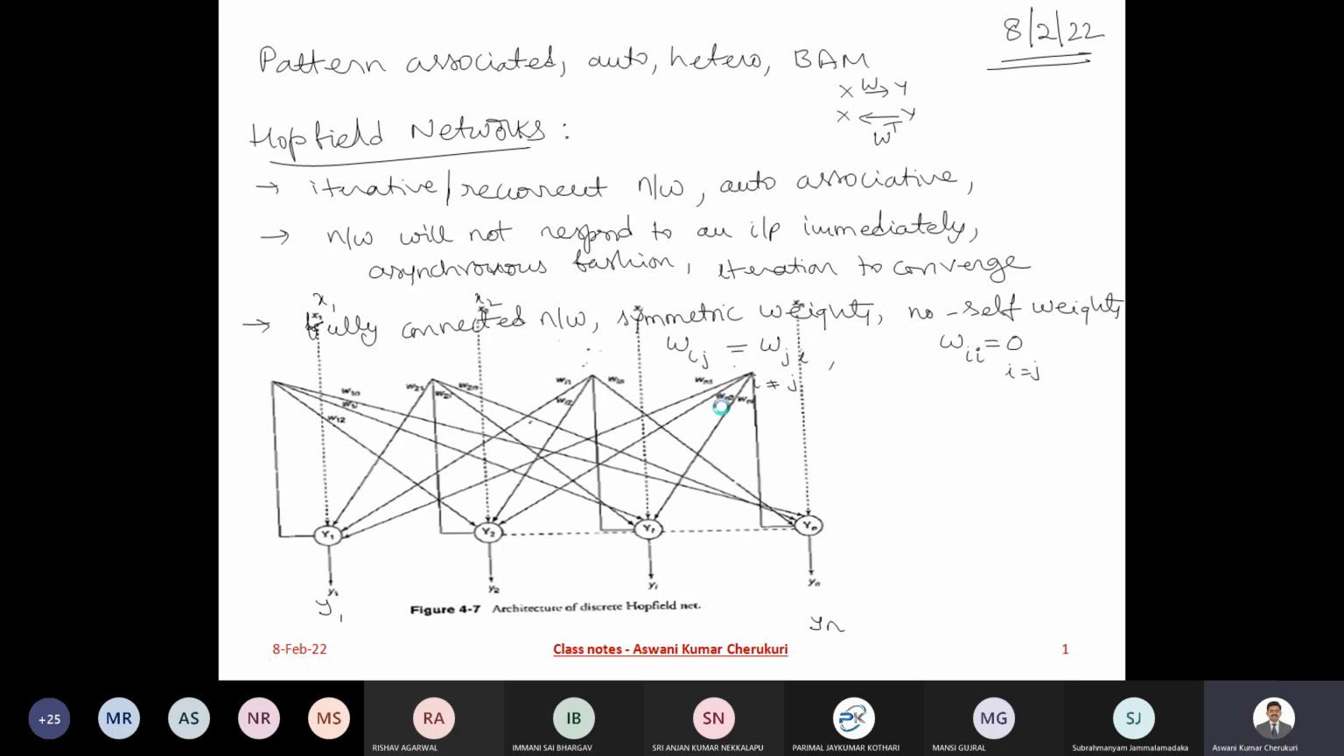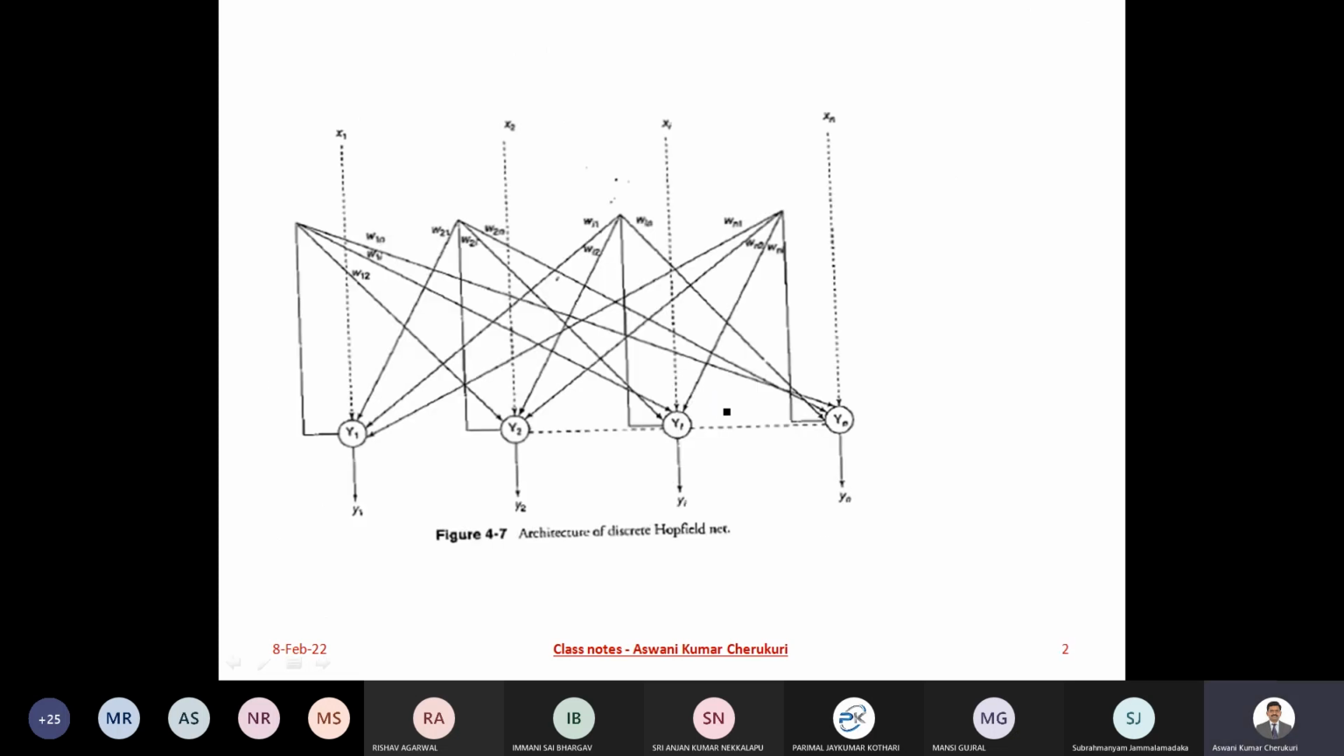Let us go to the next. How can you see this? So this is how the network architecture of the Hopfield network, the discrete Hopfield network, looks.